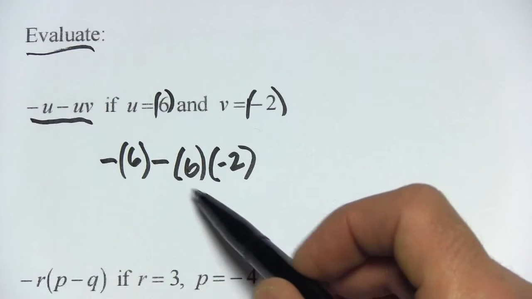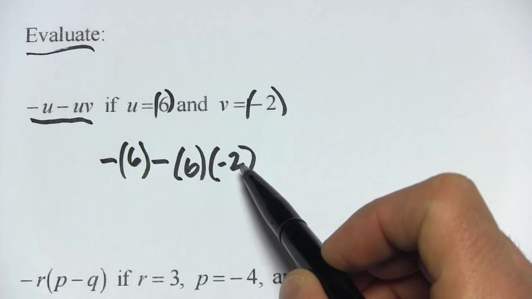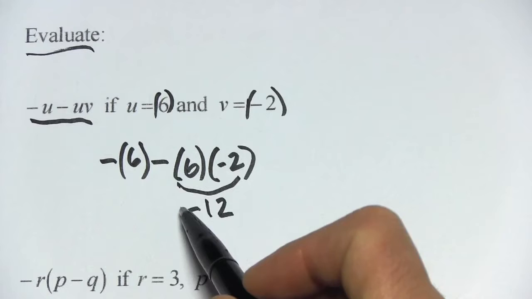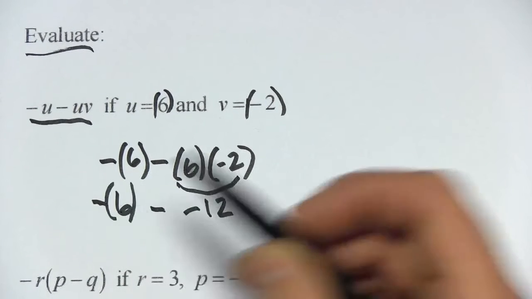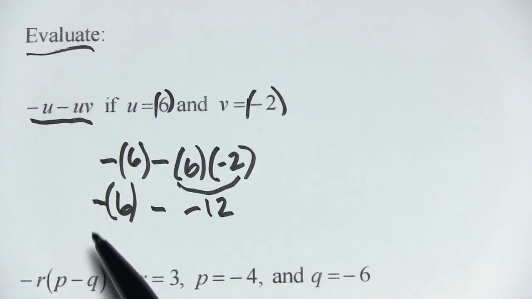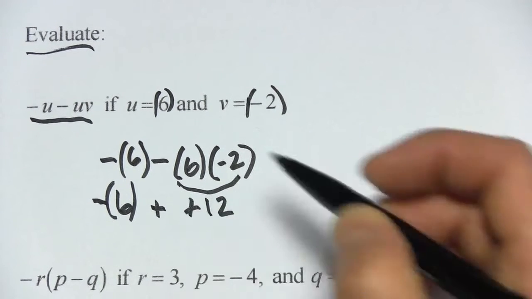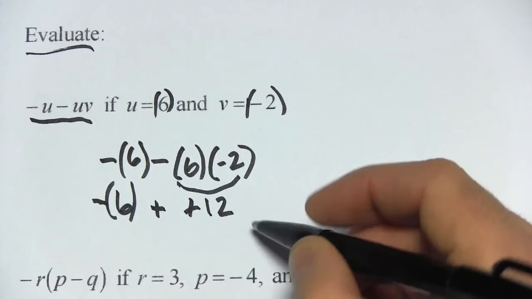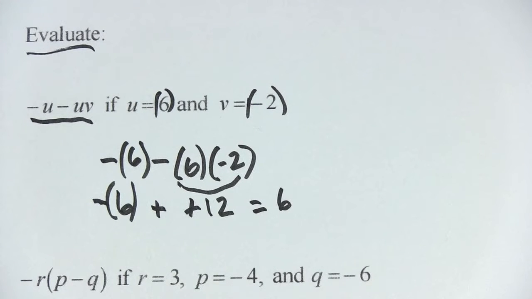Again, I'm going to do the multiplication before I do any addition or subtraction. So I have 6 times a negative 2, so this chunk is a negative 12. And let's write the rest of it. I still have this negative sign here, and then I have a negative 6. So this is negative 6 minus a negative 12. Well, minus a negative is the same thing as plus. So negative 6 plus 12, that should come out to be a positive 6.